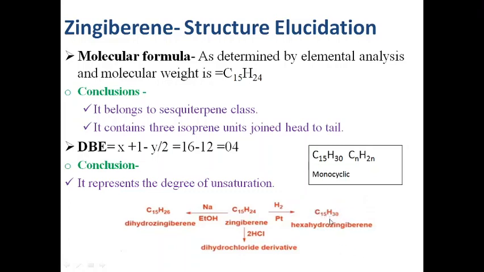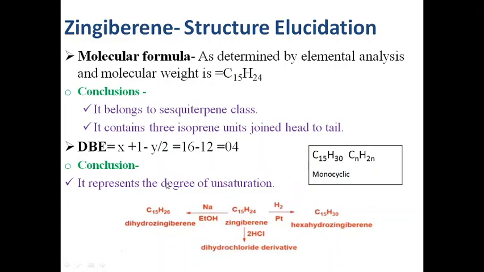Another piece of information which we can derive from this formula is the saturated hydrocarbon. It is C15H30. This means the parent hydrocarbon is of the general formula CnH2n, and this formula represents a monocyclic ring. This means that 3 double bonds are present in gingiberine, and secondly 1 ring is present. This means that it is monocyclic. 3 double bonds and 1 ring correspond to 4 double bond equivalence.